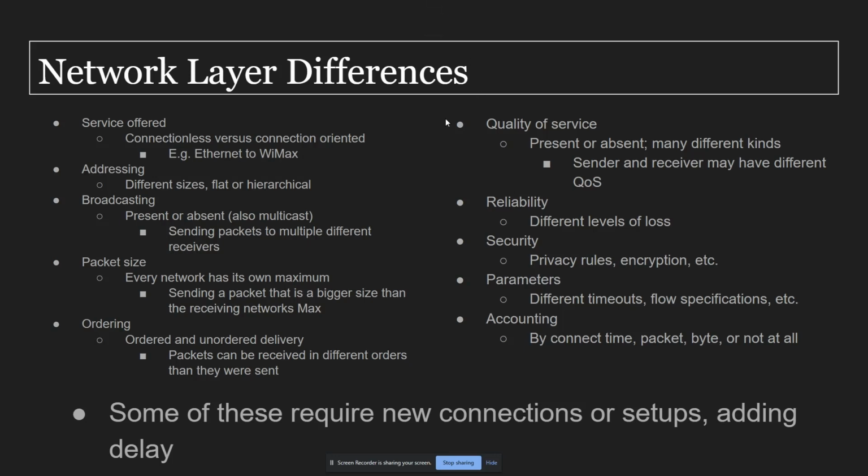Quality of service is also another concern when it comes to internetworking. Quality of service can be present or even absent in different types of networks, and there are many different types of quality of services. Reliability is another key difference between networks, with different levels of loss between networks. Security is a main concern, as there are different privacy rules, encryption, and other things when it comes to different types of networks. Parameters, there's different timeouts, flow specifications when it comes to different networks, and accounting by connect time, packet, byte, or not at all.